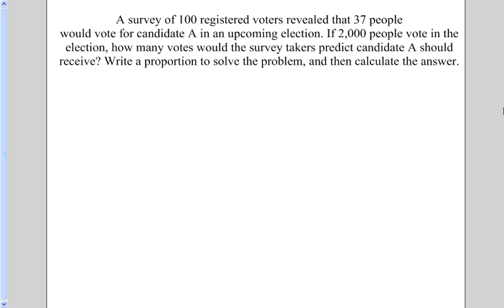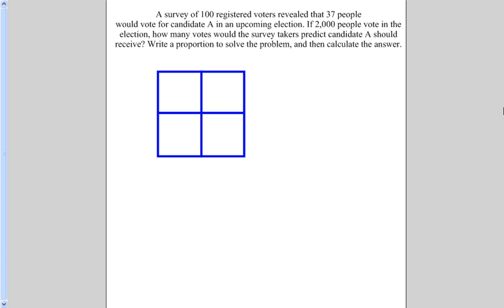We can set this up with a proportion table. We have the people who say they're going to vote for candidate A, and we have all the voters. And then we have a ratio of those two. And from that, we can find the number of people if we have a larger group of people actually voting.